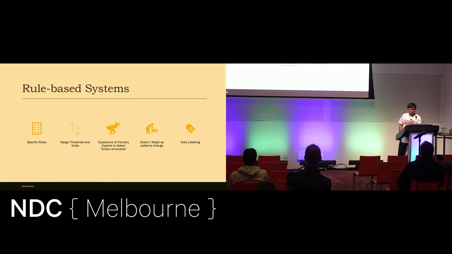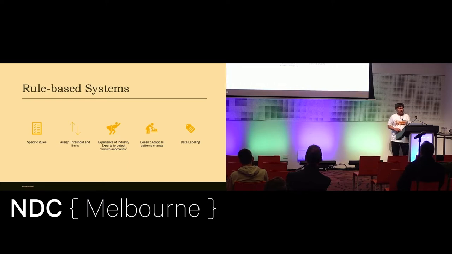Rule-based systems is when, most likely, you've done it in your program where you specify certain rules or thresholds that you assign as the limit. So for example, you have a stream of data. You say if it's more than this certain threshold, then it is out of the ordinary.